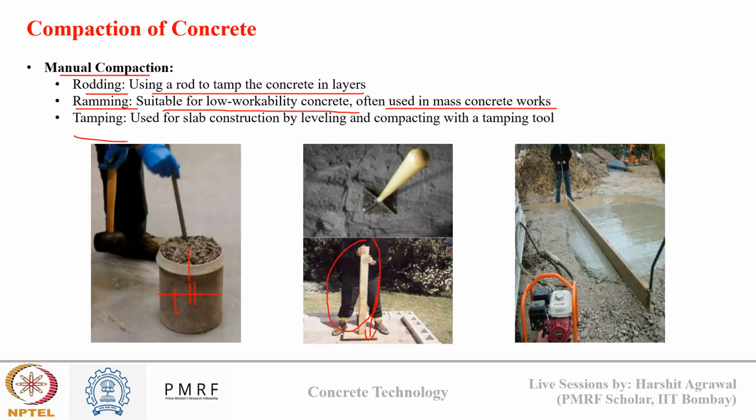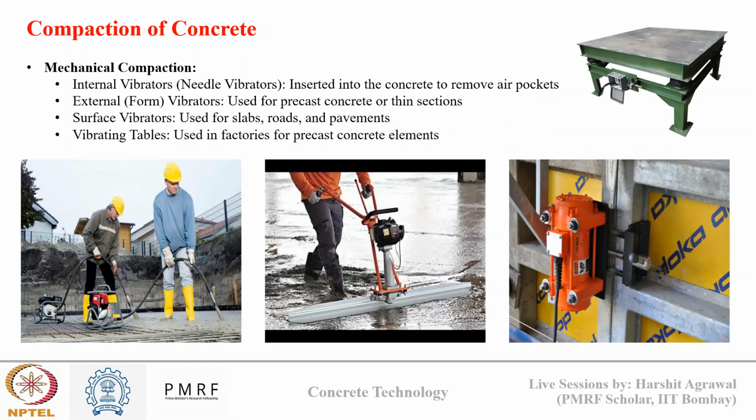And there is tamping. You can see for slab construction, for leveling and compacting, we use a tamping tool like this. Using this, we tamp the concrete and compact it. So all these methods use manpower to squeeze the concrete and release the air voids from inside. However, in mechanical compaction, we have different categories. There are internal vibrators like the needle vibrator, external form vibrators, surface vibrators, and the vibrating table. Internal vibrators are inserted into the concrete to remove the air pockets.